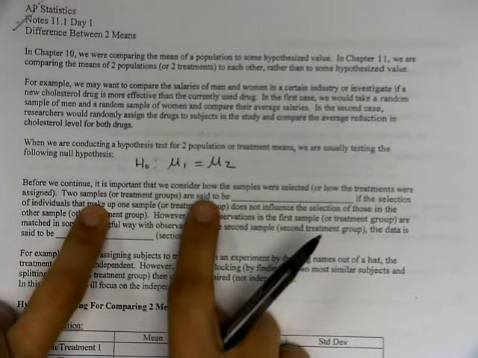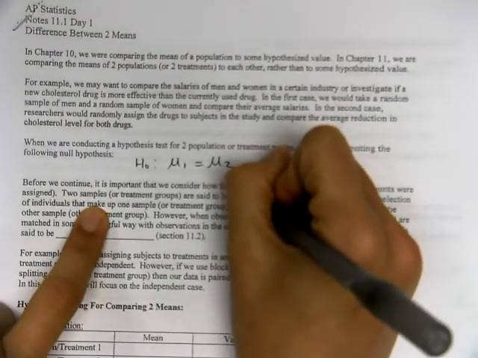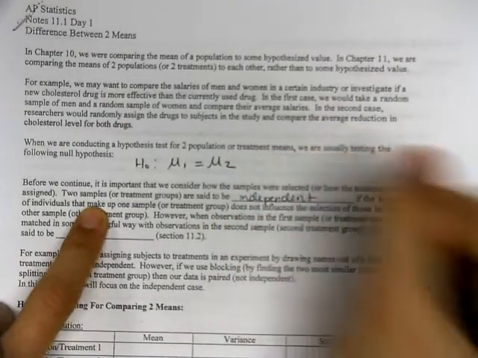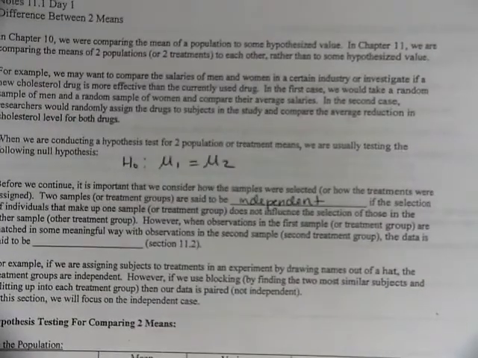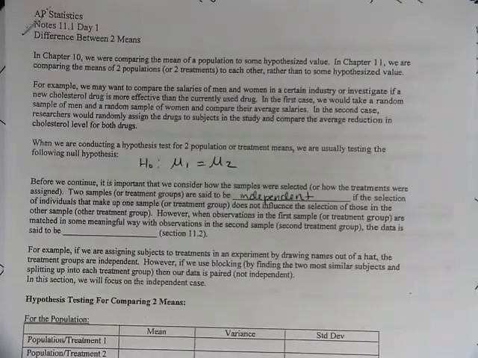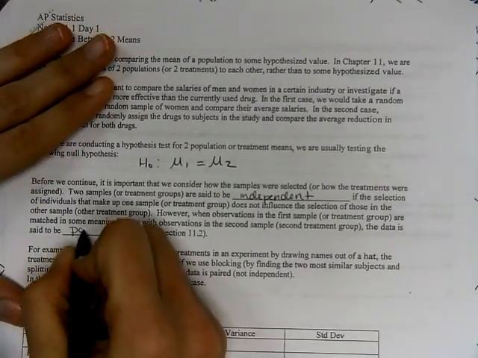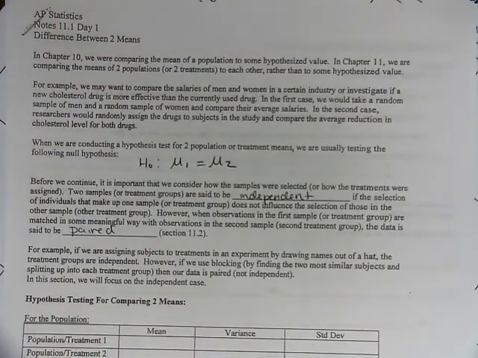Okay, so make sure that you realize two samples can be independent if the selection of the individuals that make up one sample or one treatment group does not influence the selection of those in the other sample or the other treatment group. So today we're going to look at independent samples. If they are matched in some way, or they're not completely independent, this is paired, and we'll look at that when we get to 11.2.